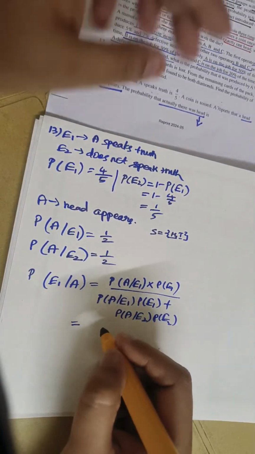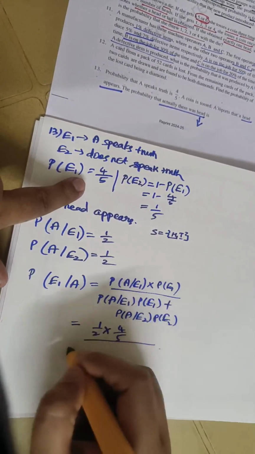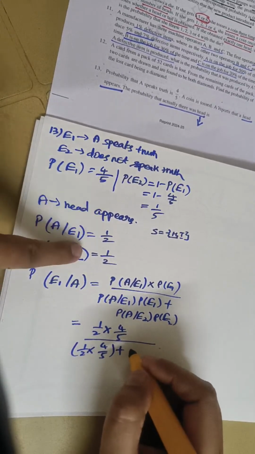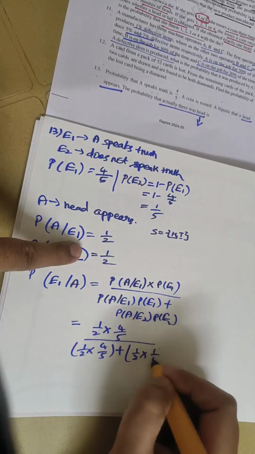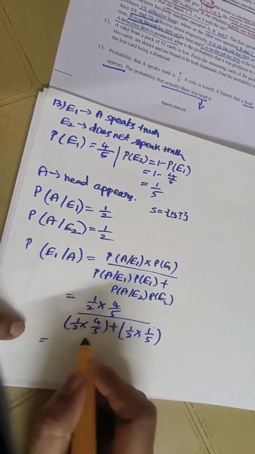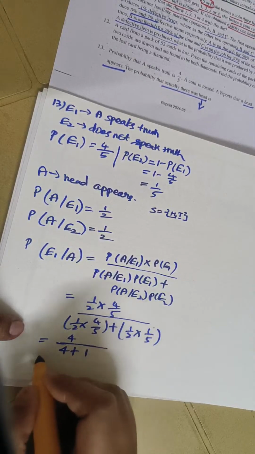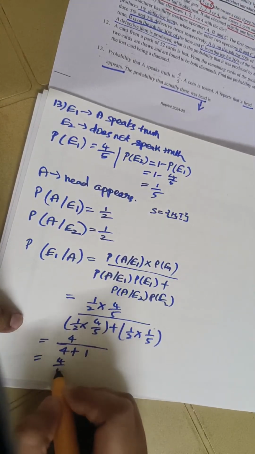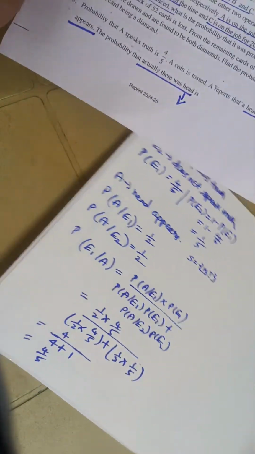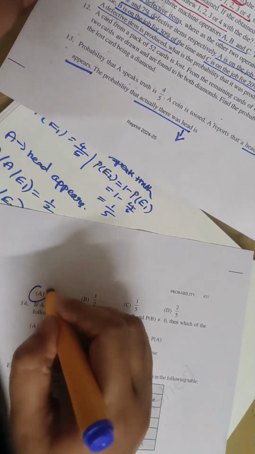That will be P of A slash E1 is 1 by 2 into P of E1 is 4 by 5, in the denominator plus P of A slash E2 is 1 by 2 into P of E2 is 1 by 5. Don't cancel the terms because we have 2 and 5. Anyway, by 10 cancels. So 4 by 4 plus 1, that is 4 by 5. Any doubt in this? Answer will be option A, 4 by 5.